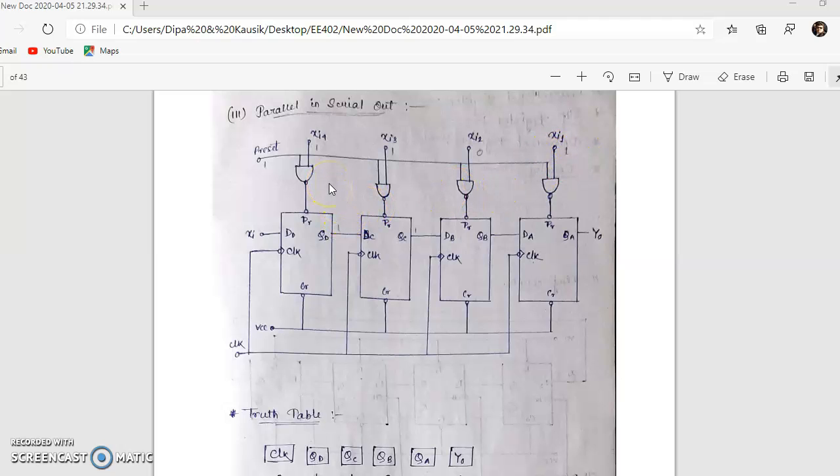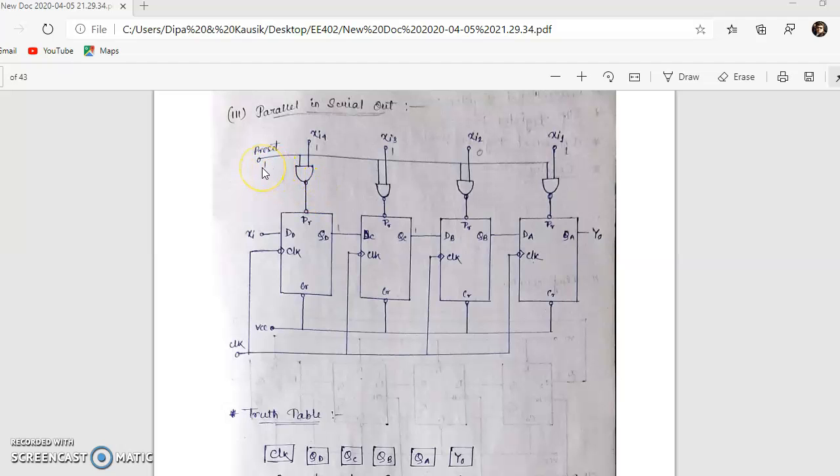So suppose we take the 4-bit input value like 1 1 0 1. So this first NAND gate output is 1 1 0, but here we use a buffer. As a result, the entire value of this flip-flop is 1.